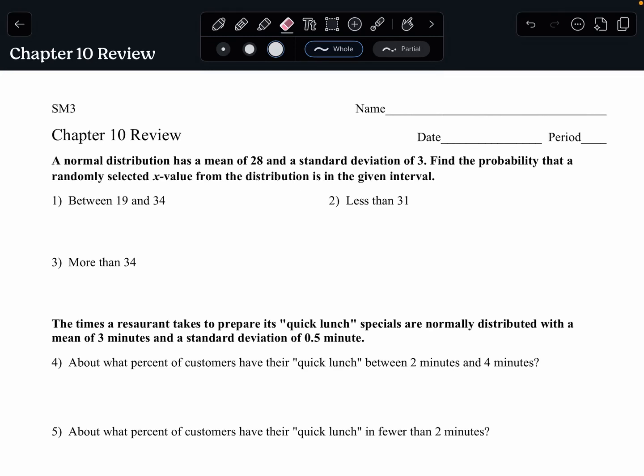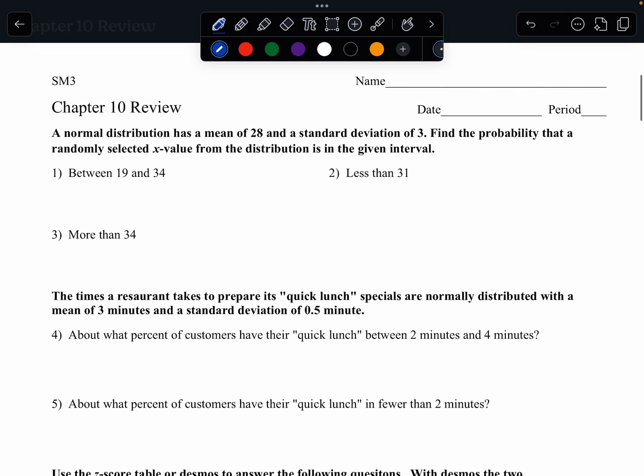Hey guys, I'm going to go through the Chapter 10 review. Should be pretty easy, not going to lie. For the first one, a normal distribution has a mean of 28 and a standard deviation of 3. Find the probability that a randomly selected x value from the distribution is in the given interval.